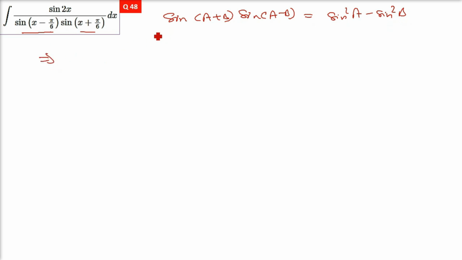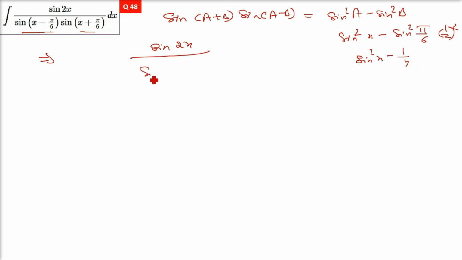So integration sign and dx will always remain. I'm not writing it. That doesn't mean you will not write it. You're going to write it all the time. This is just for your explanation or understanding of the logic. Sin 2x is in the numerator. Sin a plus b into sin a minus b will give you sin square a minus sin square b. This is sin square x minus sin square pi by 6. I told you sin pi by 6 is half, because sin 30 degree we are talking about. Sin 30 degree is half. Half square is 1 by 4. So sin square x minus 1 by 4 will come in the denominator.